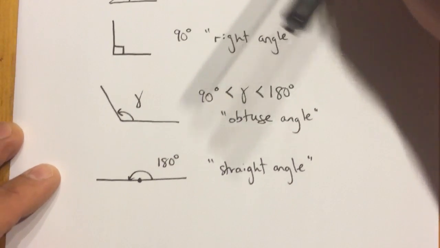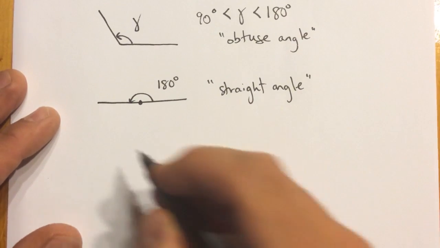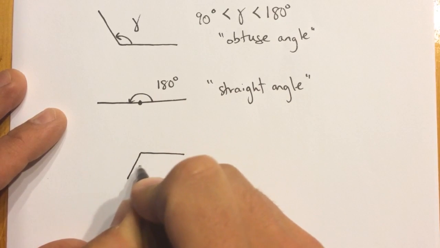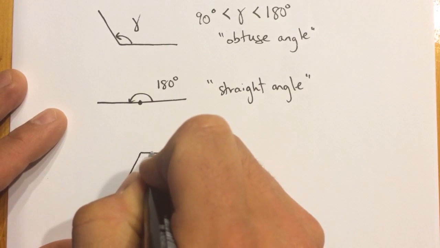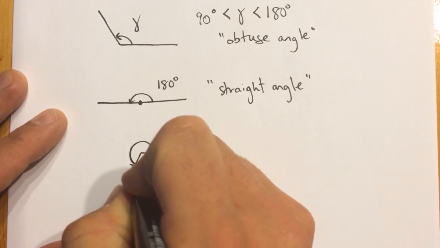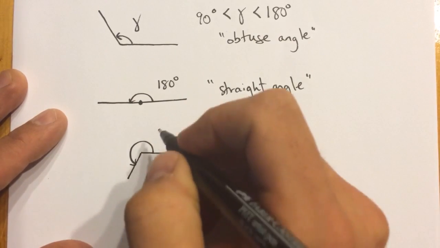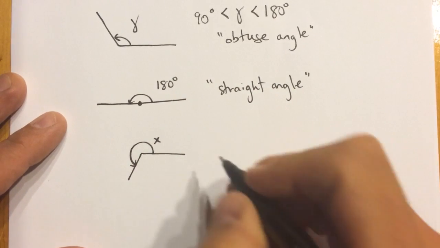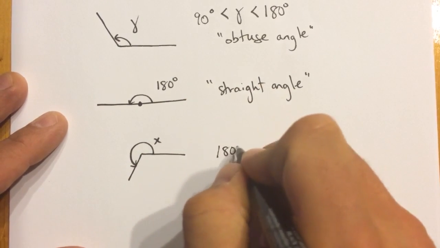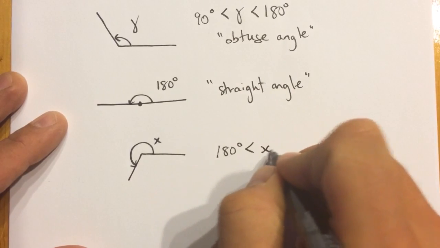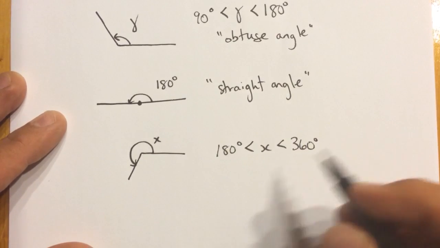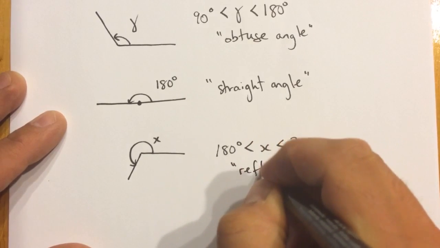Okay, now there are two more that you may not already know. What if the angle that I'm talking about, instead of being this obtuse angle in here, is actually the angle on the outside, like that. And maybe this angle is, well, we don't always use Greek letters, let's use x. That angle x is bigger than 180, but less than 360. Then we call that a reflex angle.